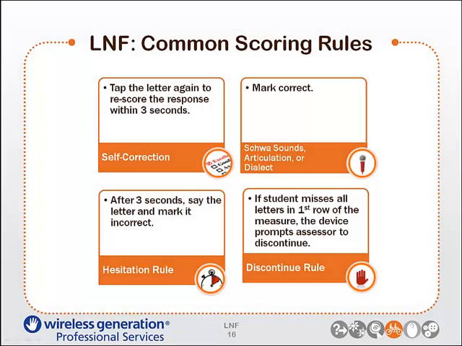Now that you have seen L&F in action, here are some common scoring rules that you want to be aware of. The first one is self-correction. Tap the letter again to rescore the response within 3 seconds. So if you tap a letter red because they had it incorrect and they self-corrected, then just tap it one more time as long as they said it within that 3-second period, and it will turn it green.